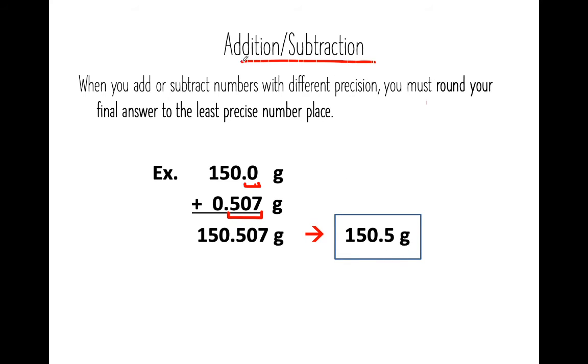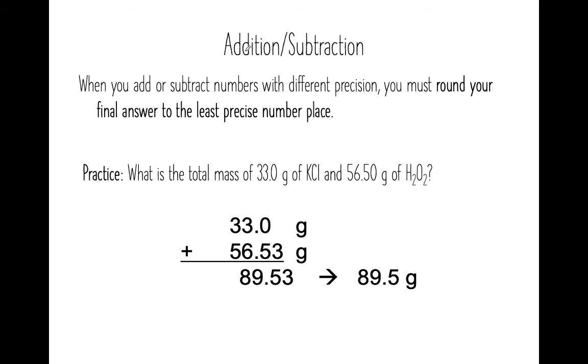Again, this is only when you are adding or subtracting. Here's another example. So the total mass of 33 grams of KCl and 56.50 grams of H2O2. I would just add those numbers up, and I get this number when I plug this into a calculator, so I get 89.53. But because I know that one of the numbers I have has 1 decimal place and the other has 2 decimal places, I'm going to round to whichever one is lower. So this is only 1 decimal place. So I'm going to round to this spot.